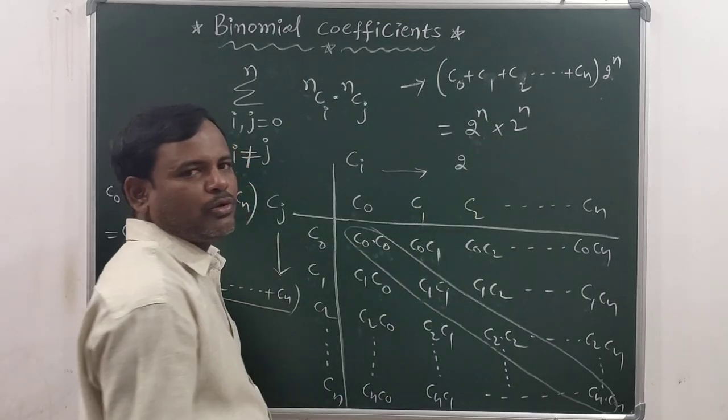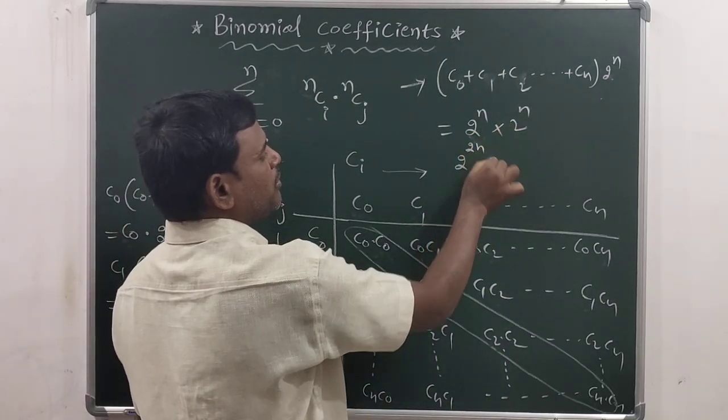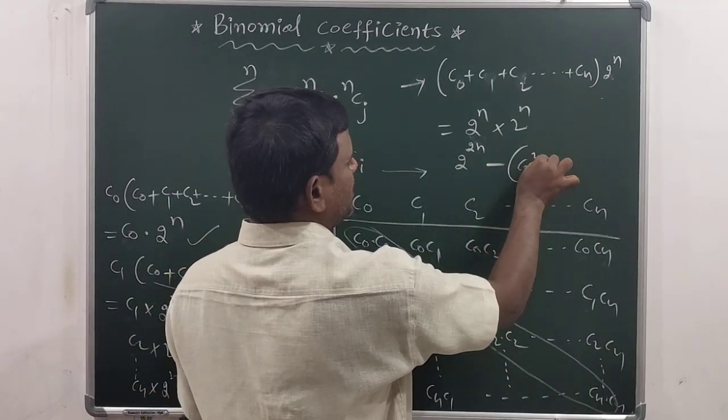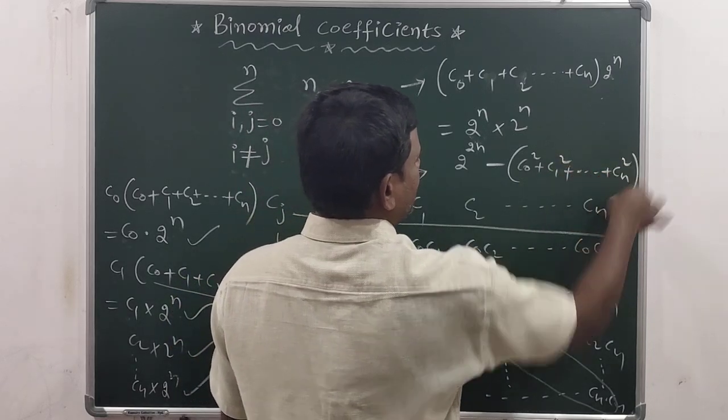2 power n into 2 power n. The base is the same, now add the powers. 2 power 2n you will get, from which subtract this: C0 square, C1 square and so on, Cn square.